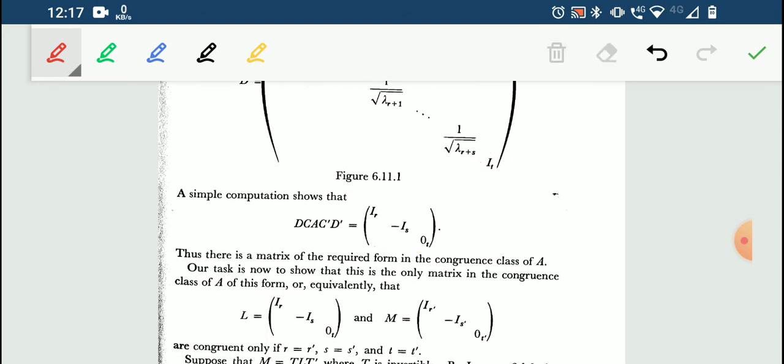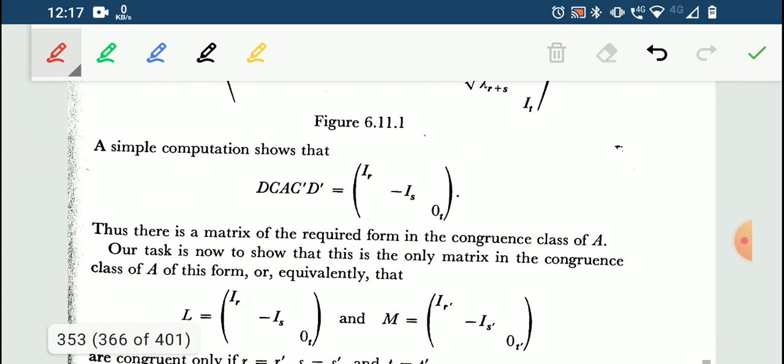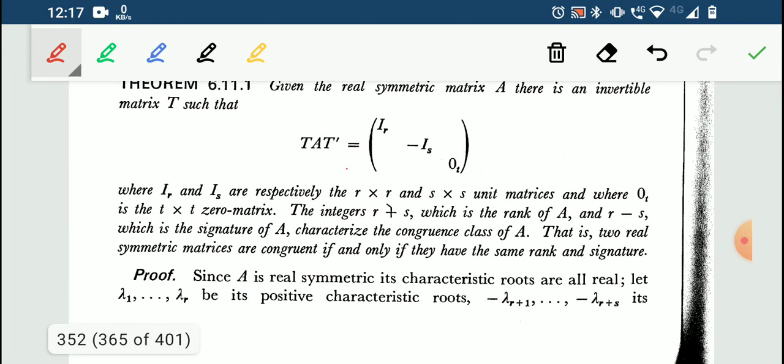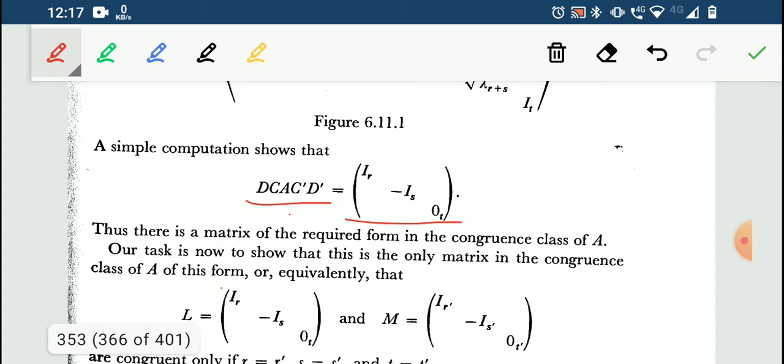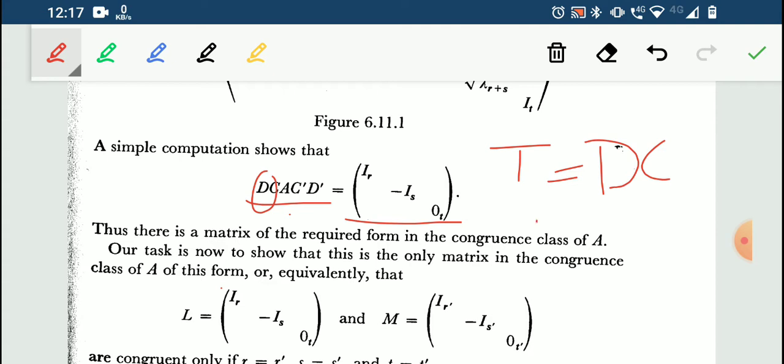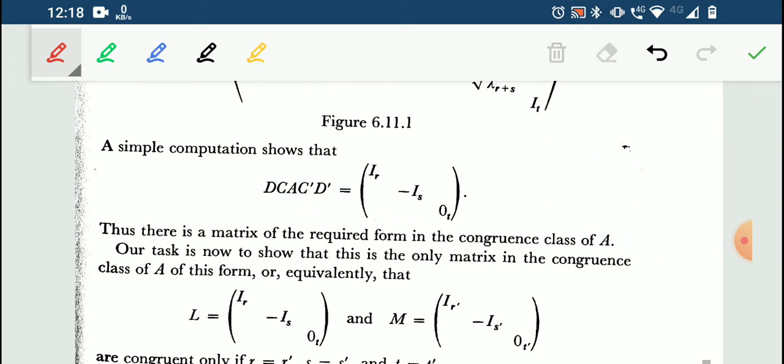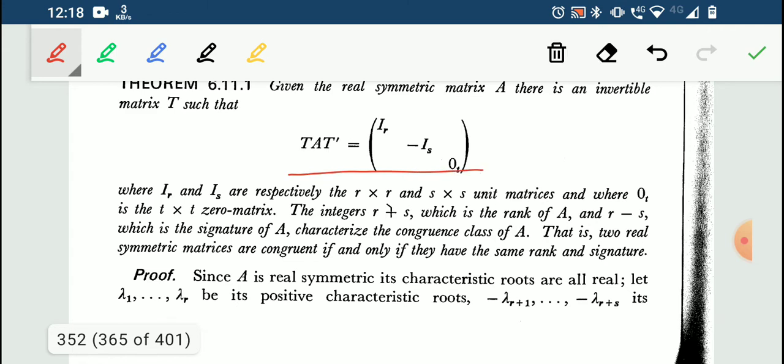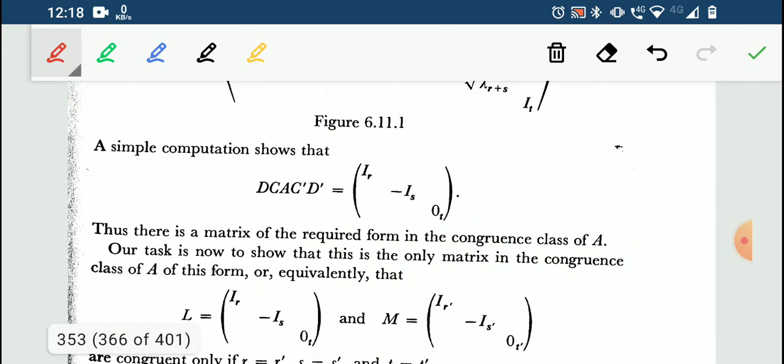So what we got is a matrix of the kind we needed. But here we had TAT dash, and here we have DCAC dash D dash. So suppose I take T equal to DC, then T dash will be equal to C dash D dash. So this will be T dash and this is T, and it is similar to a matrix of this kind. Thus there is a matrix of the required form in the congruence class of A.